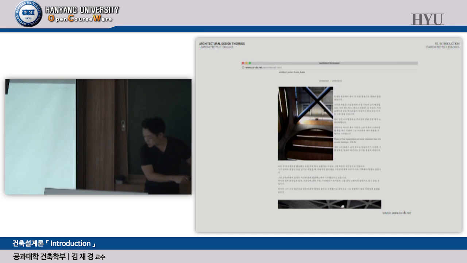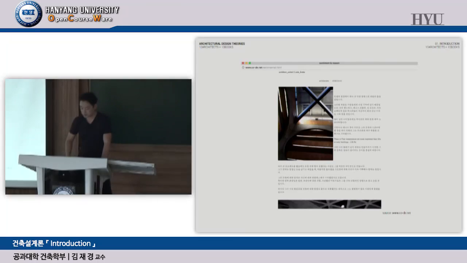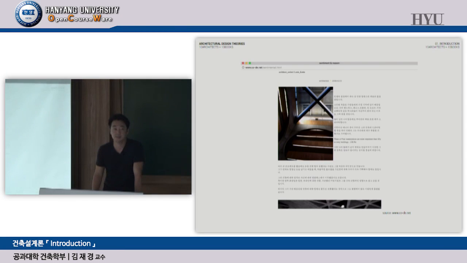This is February 2008, so it's almost 8 years ago. What I said was, I want to study the architects. So I'm going to select 10 architects and I will study them, but I didn't do that. I think I wrote this article right after visiting Louis Kahn's building.